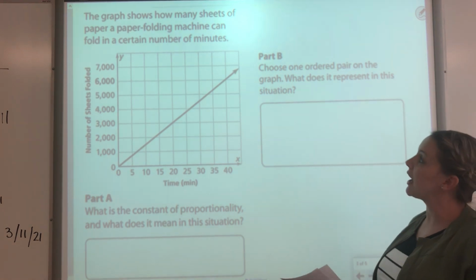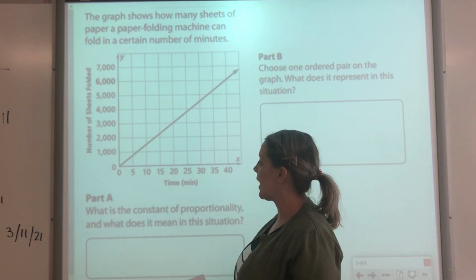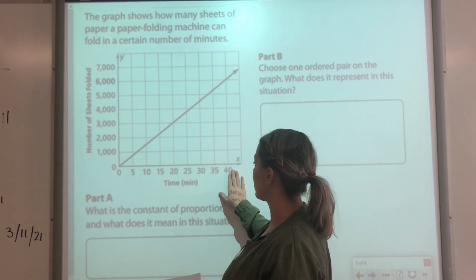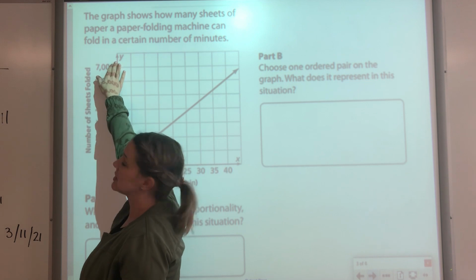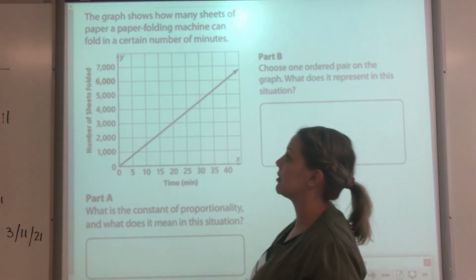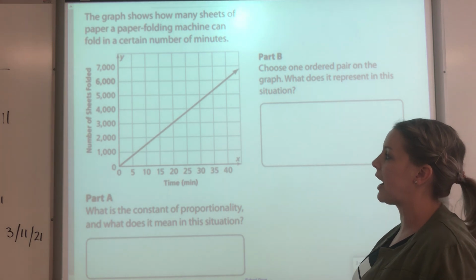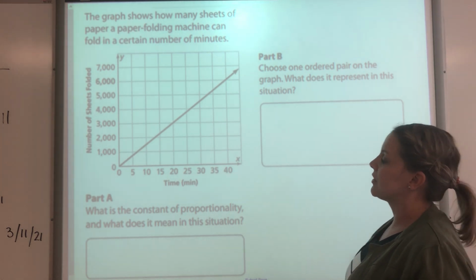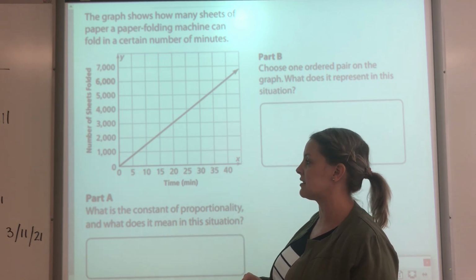Okay, for the next one, the graph shows how many sheets of paper a paper folding machine can fold in a certain number of minutes. So when we look at our graph, we can see our time is our independent variable, that's along our x-axis, and the number of sheets being folded is our dependent variable, which is along your y-axis. So the first question asks, what is the constant of proportionality and what does it mean in this situation?